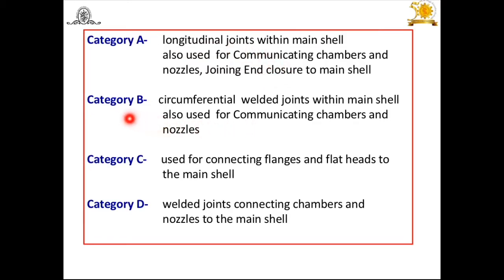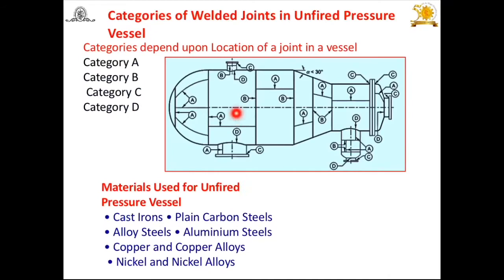Then another category is B. B means circumferentially welded joints within the main shell. Now look at this. Here this opening is circumferentially welded at B. Again you will find here also in another case this B. Suppose take this example. This is one part and this is the other part. How they are joined here circumferentially. This joint is B. Again here circumferentially this is also B. Again this is also circumferentially B.